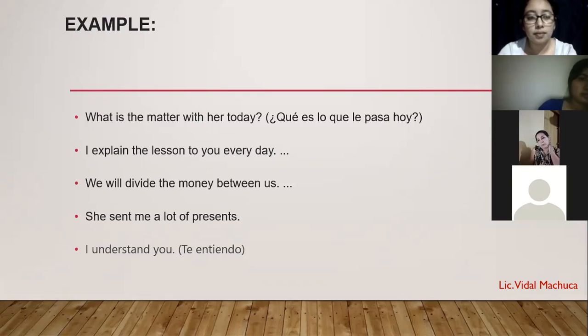Y si quiero referirme a un grupo de personas, ¿cómo digo, Xochitl? What is the matter with them? Them today. Yes. What is the matter with them today? ¿Qué les pasa? Today. A ellos. Hoy, ¿verdad? Very good. Excellent. I explain the lesson to you every day. ¿Dónde está el object pronoun ahí, Jacqueline Escobar?